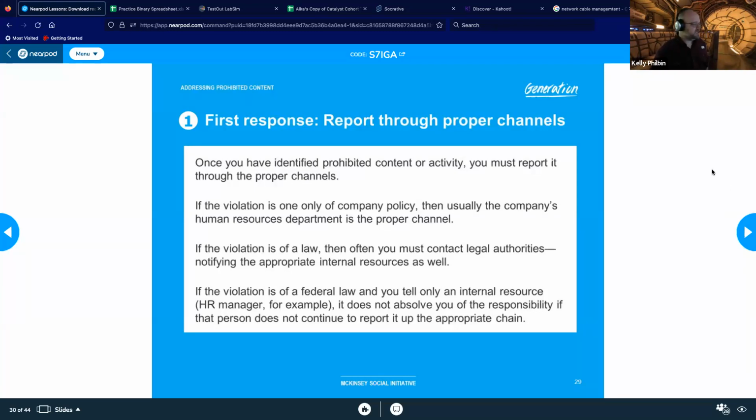So like I was saying, if it is a violation of federal law and you only tell an internal source, it does not absolve you of responsibility if that person does not continue to report it. You become an accessory after the fact.